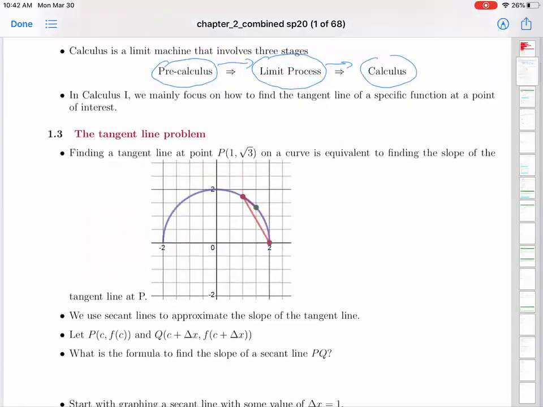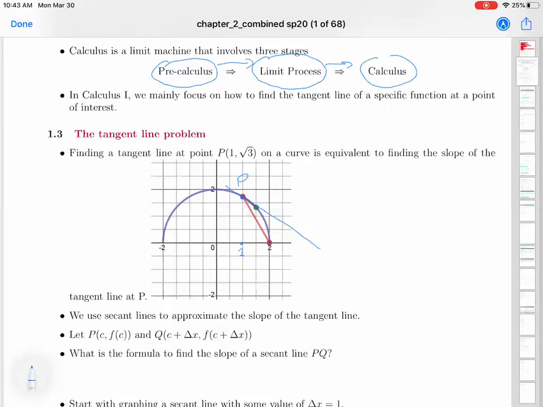So if you're given a curve, this purple curve right here, and you're given a point, which is (1, square root of 3). Now your goal is to find the tangent line to this curve that goes through this point. So I will draw this line, this blue line here. Your goal is to find this blue line. I call this point here P.